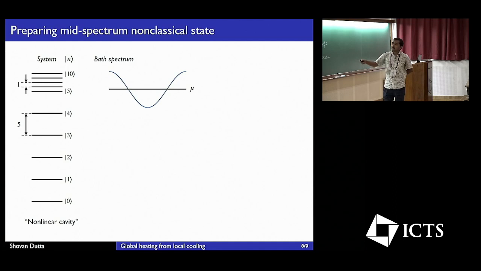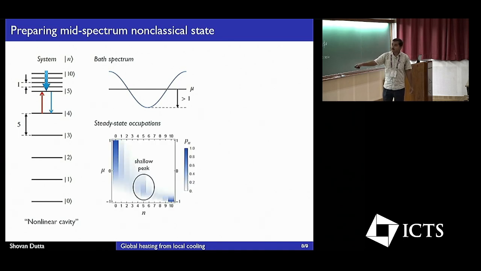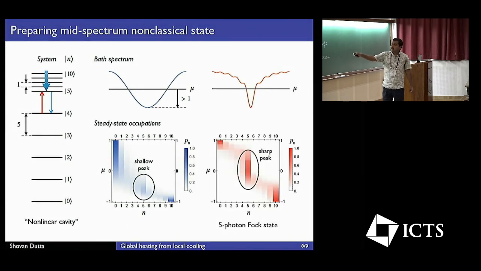And so one last slide is about whether you can use this effect to produce some kind of mid-spectrum non-classical state where the spectrum itself is not uniform. So if I have some nonlinear cavity where the gap is small here, and this is bigger than the gap, then the system will cool down to this level. And here you'll have a competition of heating and cooling. And so if you vary mu, here you get the most excited state, here you get the ground state, and here you sort of get a shallow peak where the system reaches this level. If you now use this enhanced heating kind of dispersion, then this becomes a lot sharper, and you can sort of produce some n-photon Fock state, which is like a non-classical steady state.